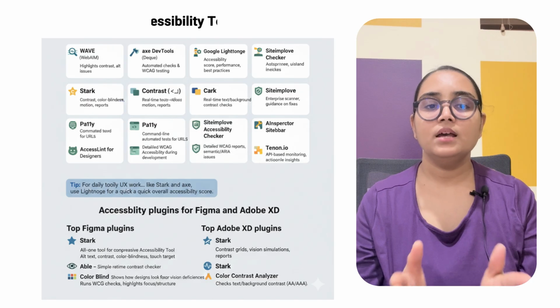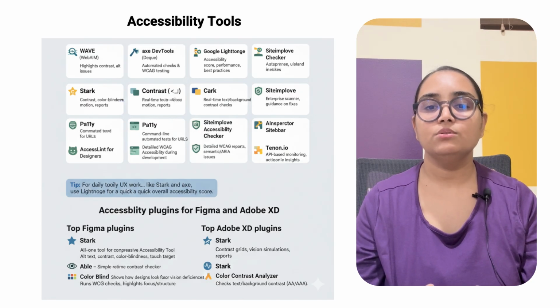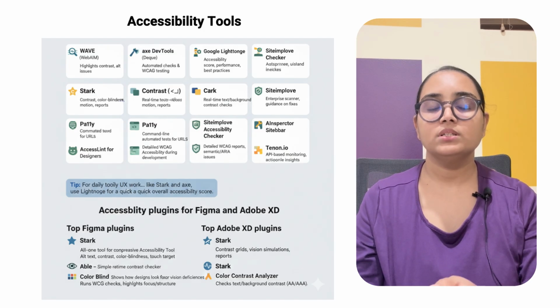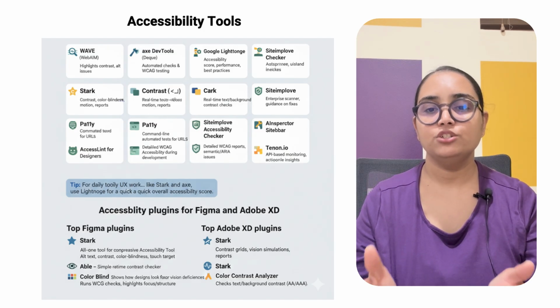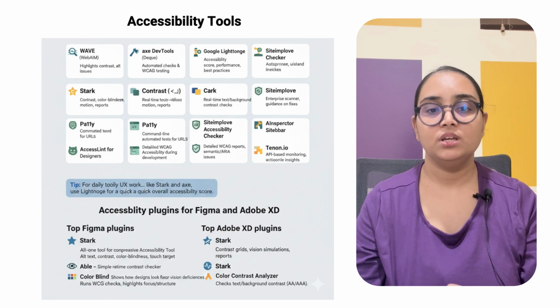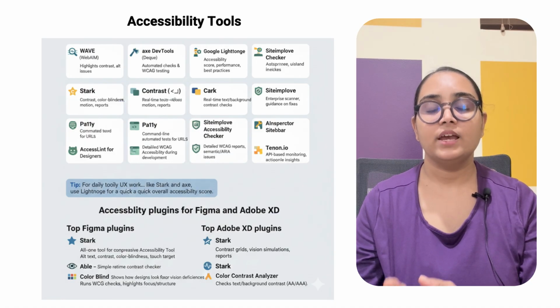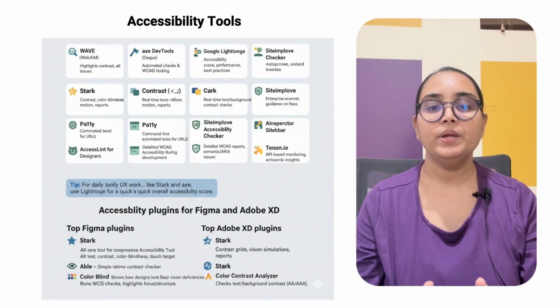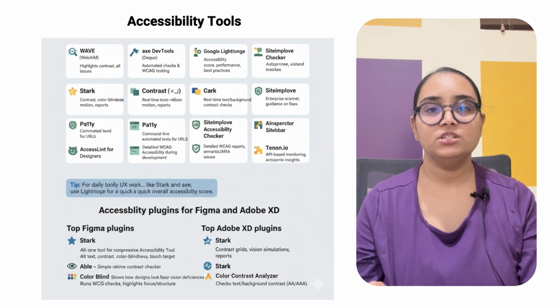This is a list of accessibility testing tools for UX designers. Accessibility testing tools help UX designers find and fix issues early. Directly inside design tools like Figma, Sketch, and Adobe XD, these tools check things like color contrast, keyboard focus, and missing labels, helping designs meet WCAG standards.